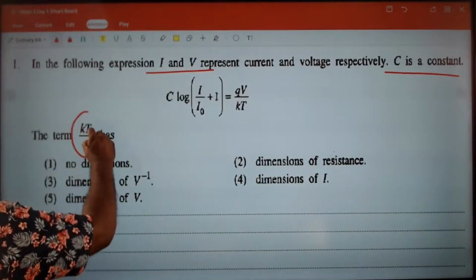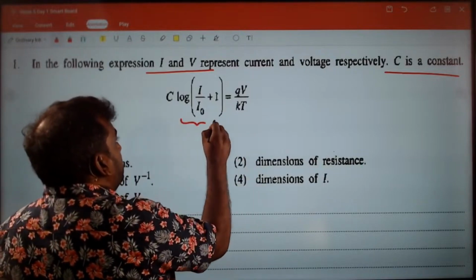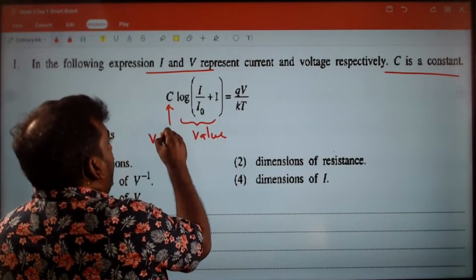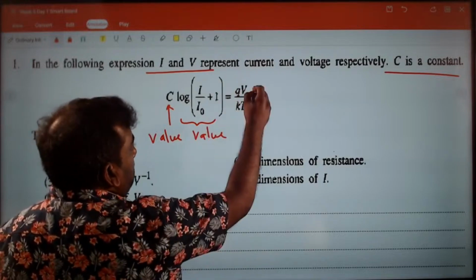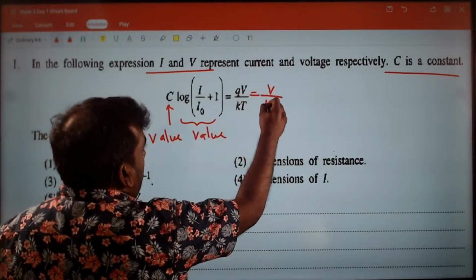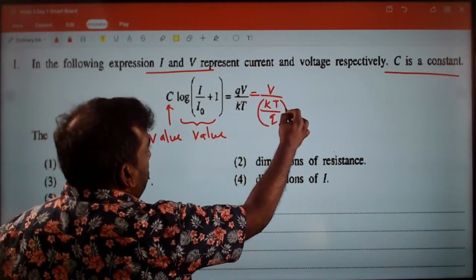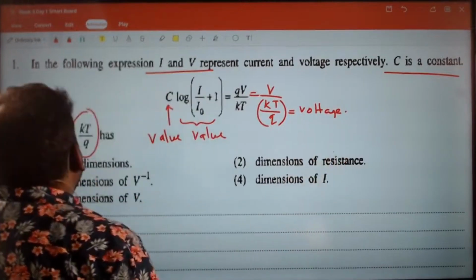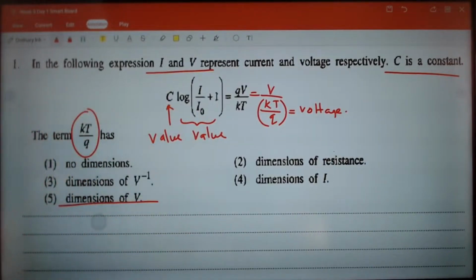What dimensions does kT over q have? Now we know this is going to be a value. V is also going to be a value. So the other part there also should be a value. So I can rewrite this as V over kT over q. So how can I make this a value? If this is also voltage, then kT over q will give you dimensions of voltage.